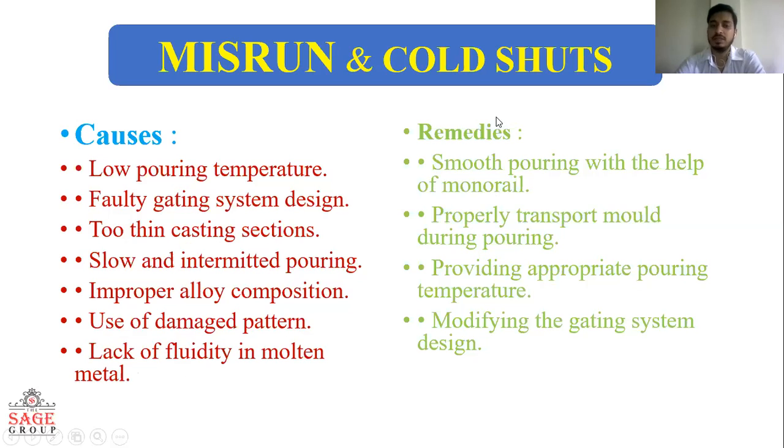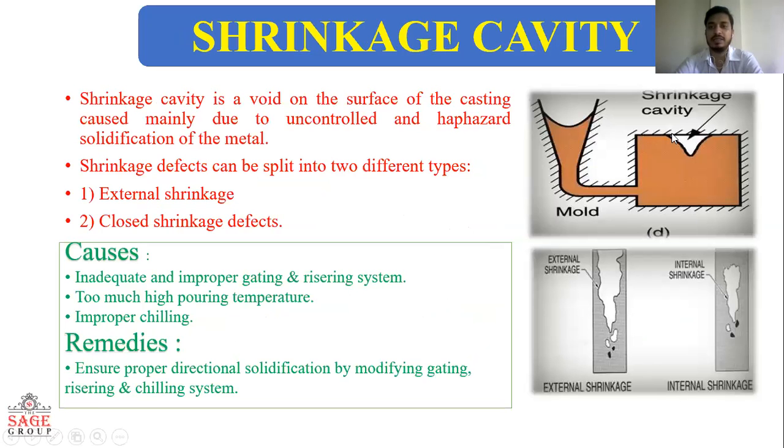What are the remedies, how can we remove them, or how can they not occur when we are using a casting procedure? The remedies are smooth pouring with the help of a monorail, properly transporting the mold during pouring, providing appropriate pouring temperature, and modifying the gating system design. These are the remedies we can take in our casting procedure so that misrun and cold shut do not occur.